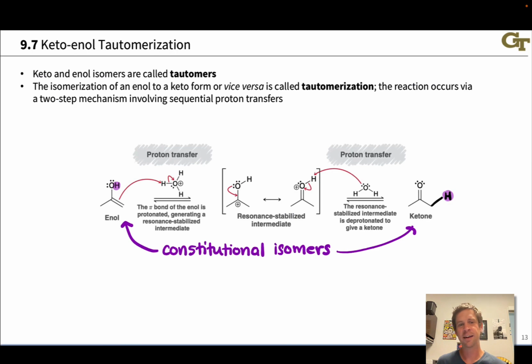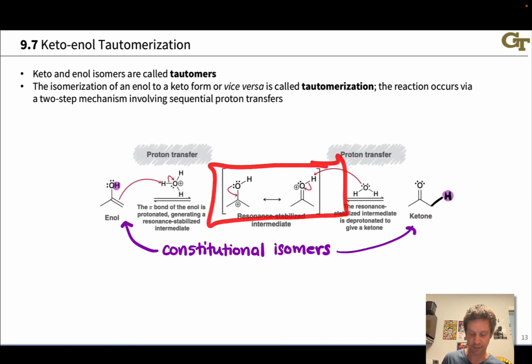These isomers that differ in the position of a hydrogen, with the enol having a hydrogen linked to oxygen and the ketone having that hydrogen linked to this carbon, are known as tautomers. And they interconvert via an isomerization process that involves only proton transfers, only the movement of H+, ultimately from this oxygen to this carbon. And so under these acidic conditions, we protonate at this carbon first. This gives a resonance-stabilized carbocation intermediate, oxygen-stabilized carbocation, and deprotonation at the oxygen generates the ketone product.